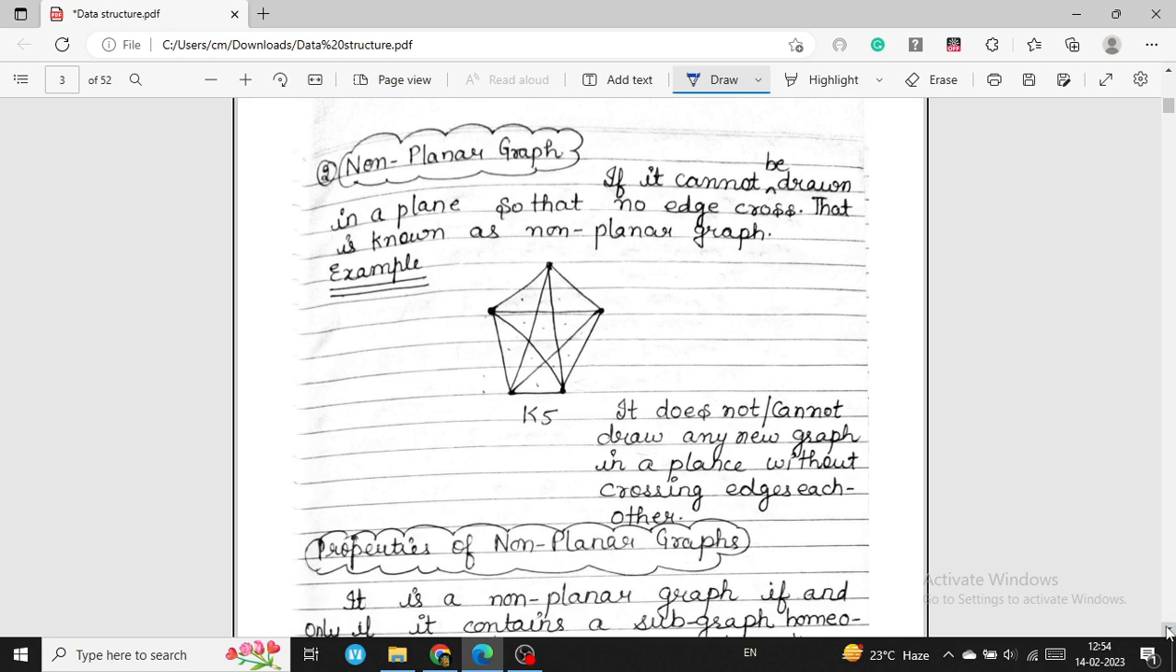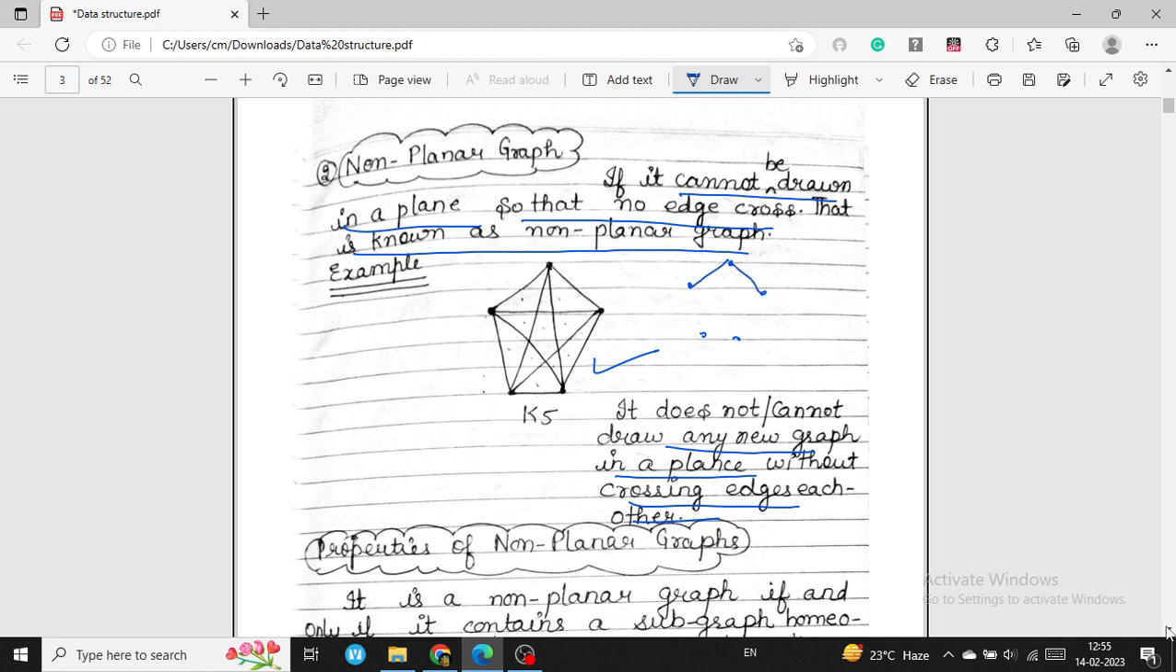Now how do we find out a non-planar graph? If it cannot be drawn in a plane so that no edges cross, that is known as a non-planar graph. We are given K5. This is a complete graph. Can we draw it again without crossing each other? No, it cannot be drawn in a plane without crossing edges. You can try it. You can see here we take 5 nodes.